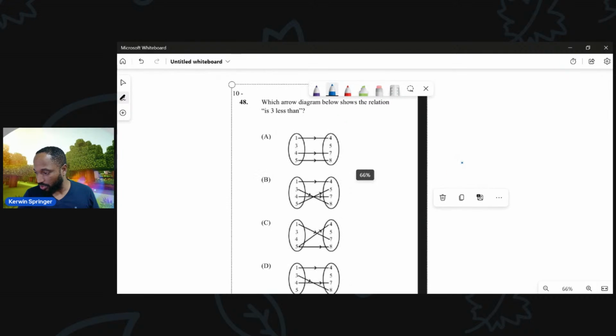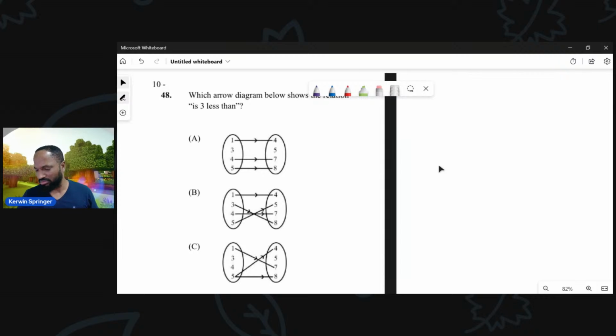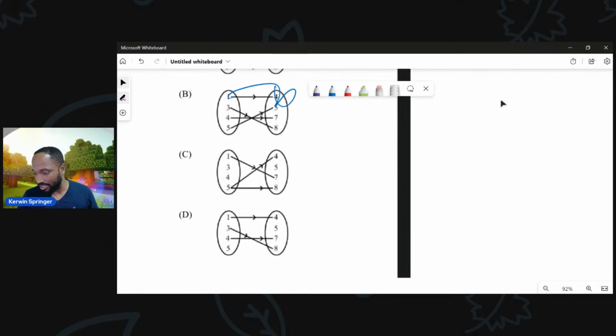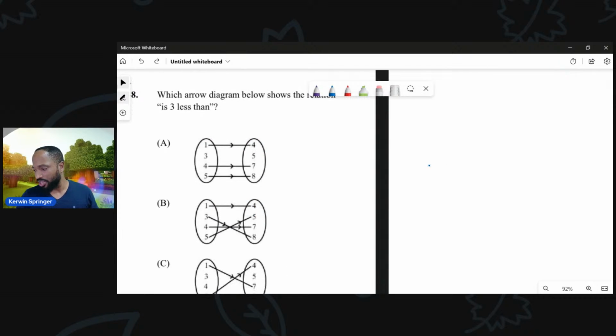Which arrow diagram below shows the relation is 3 less than? Okay, it's 3 less than. It's not 3 less than that. It's not 3 less than that. They have it back to front. So they mean it like this: y is 3 less than x. Or no, they mean it like the input x is 3 less than y.